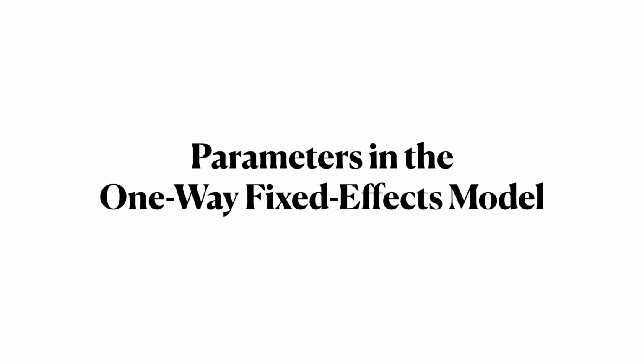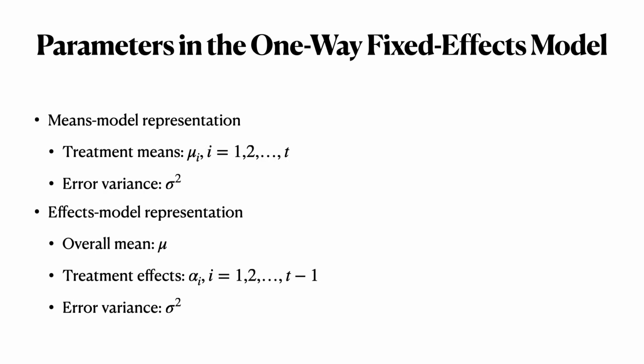Now let's identify the parameters in the one-way fixed effects model. For the means model representation, we have the treatment means, mu 1, mu 2, and so forth up to mu sub t. And so we have t parameters there. We also have the error variance, sigma squared, which is an additional parameter. And so in the means model representation, we have t plus 1 parameters.